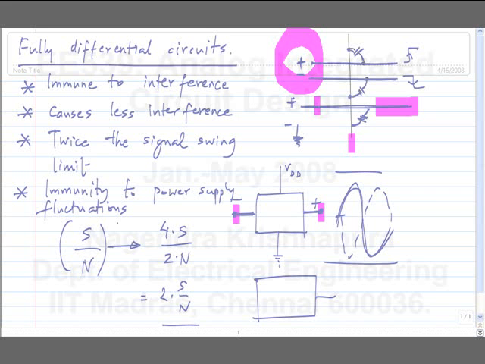And again, usually a fully differential circuit also causes less power supply fluctuations. The reason for power supply fluctuation is that the circuit draws some current. Because of that current and the impedance of the power supply line, the voltage on the power supply line changes.